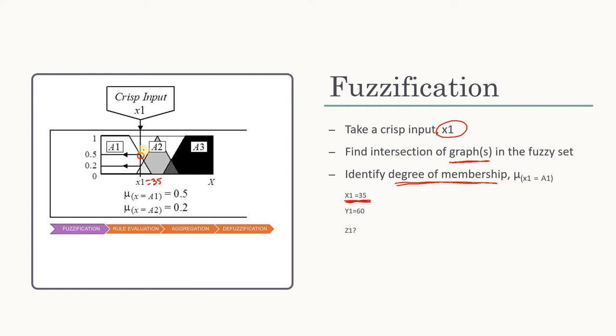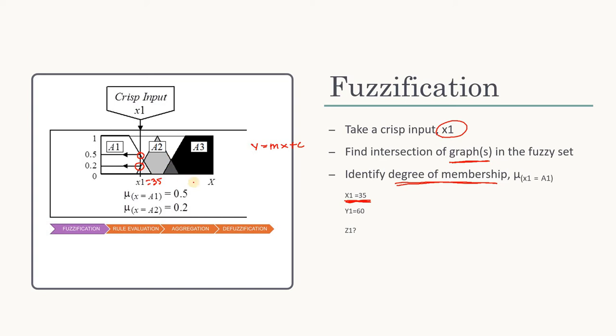Most of the time in your final exam, you are going to use the y equal to mx plus c equation. Based on this graph here, you are going to find this degree of membership. So the degree of membership of x that intersects a1 would be 0.5, and then another one we find is the intersection with a2. It will be somewhere around here, that is 0.2.